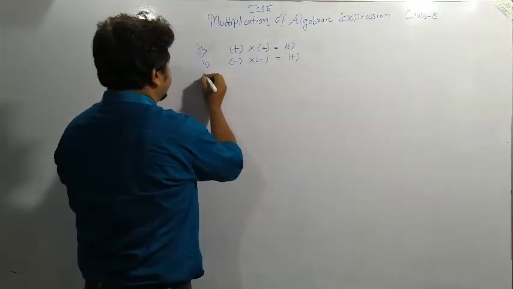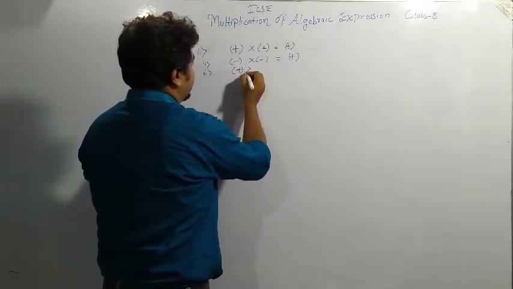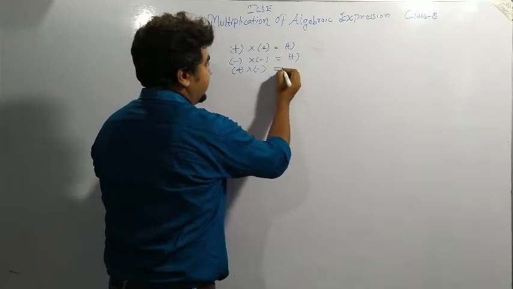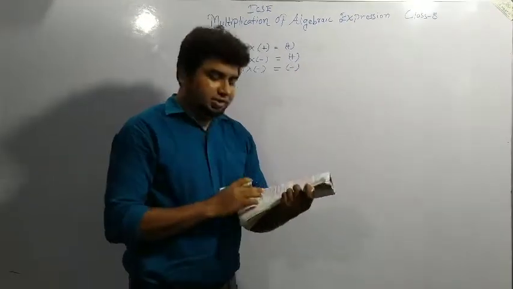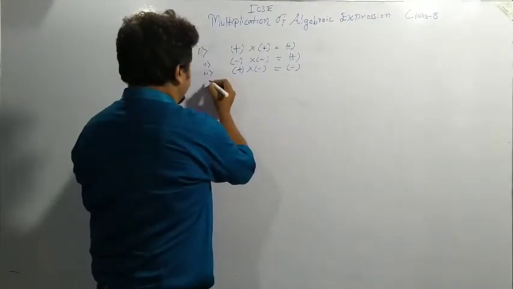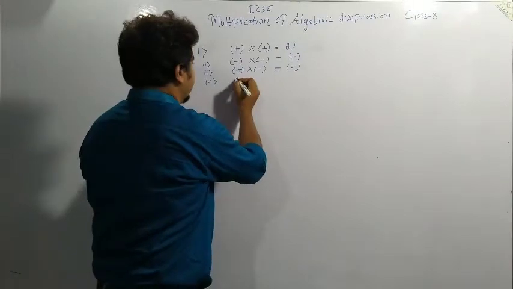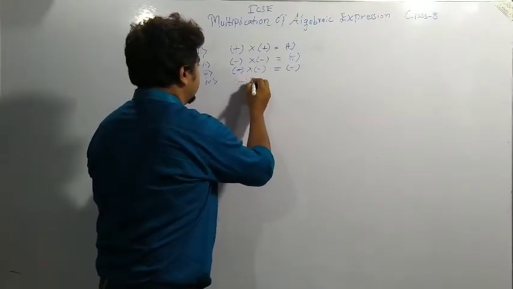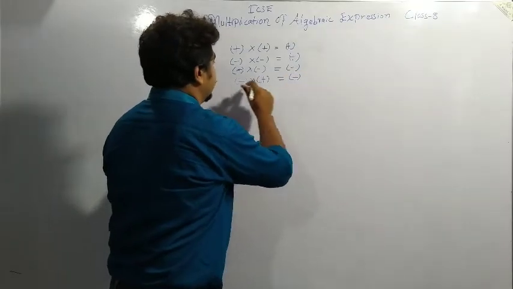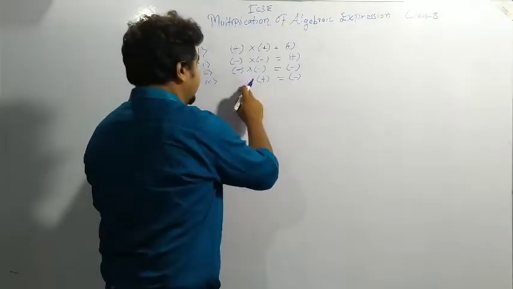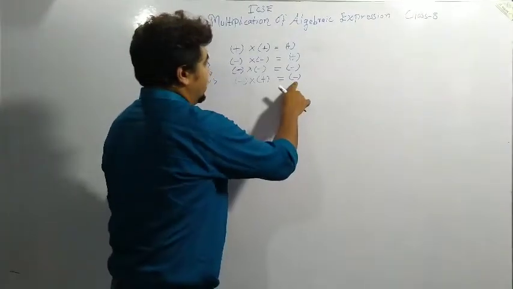Now the third thing is plus into minus. Plus into minus or minus into plus will always remain minus. So these are the three rules, or we can say one more we can write, that is commutative. Minus into plus is basically minus only. Same thing, as you are able to see, the number of minus signs is odd, so it will remain minus.